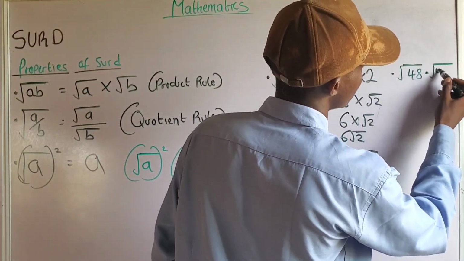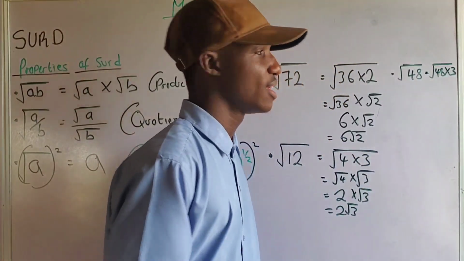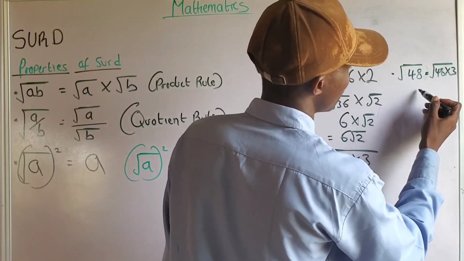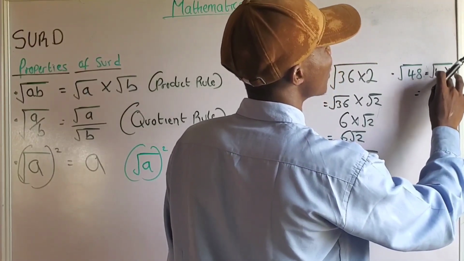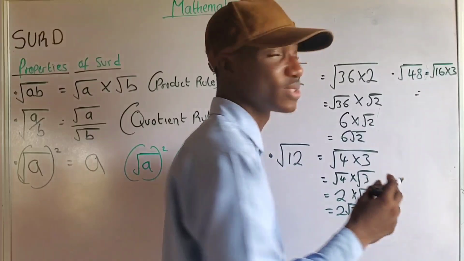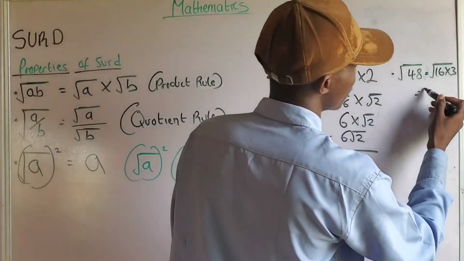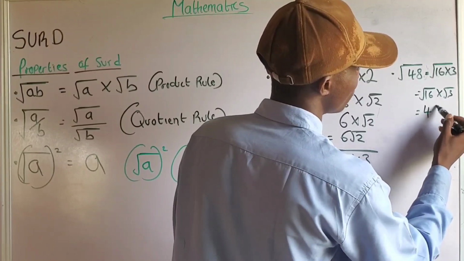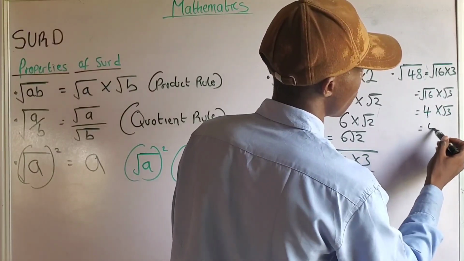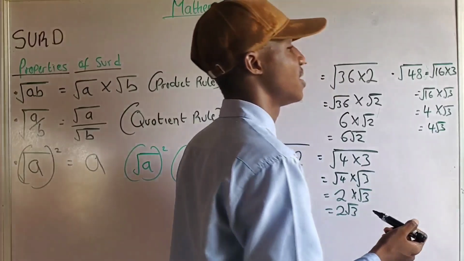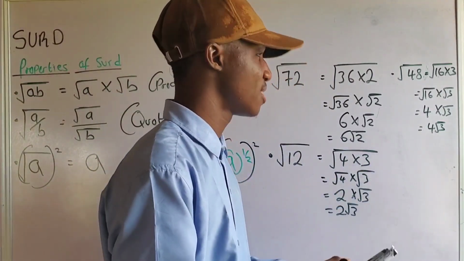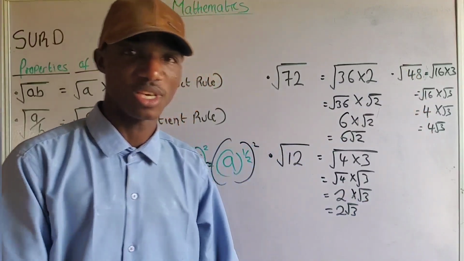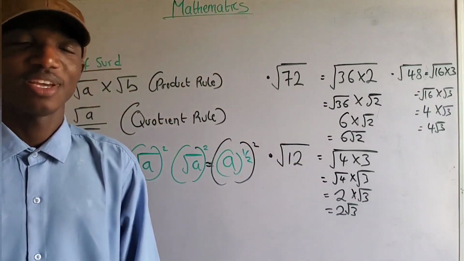Square root of 16 times 3. So I'm going to have square root of 16 multiplied by square root of 3. Square root of 16 is 4, multiplied by square root of 3. So 4 root 3 is the answer. 4 root 3 is the simplified version of square root of 48. Do you understand?